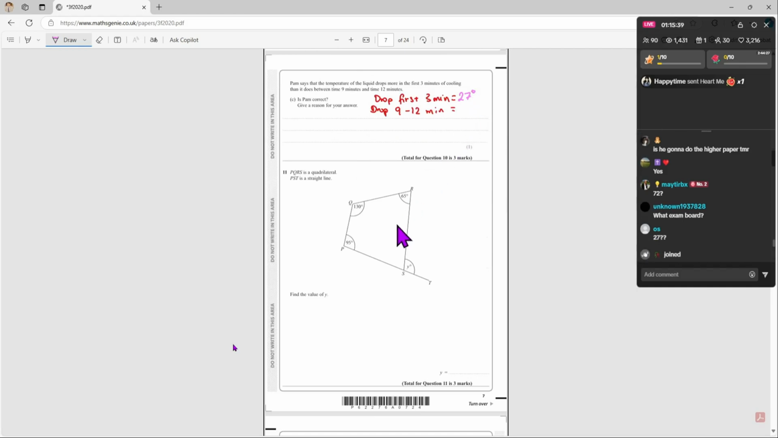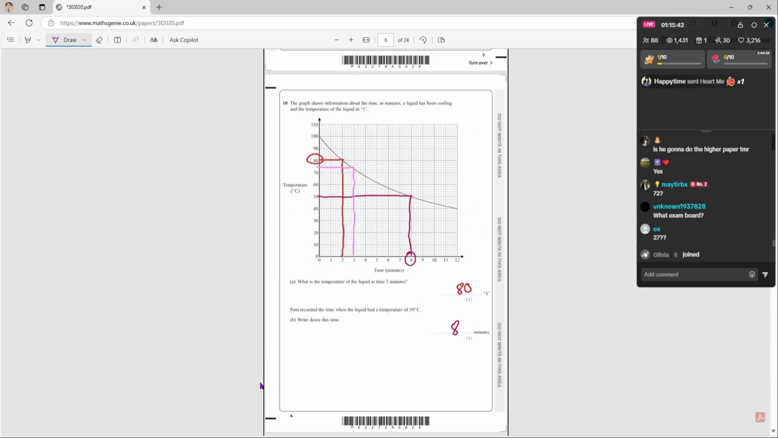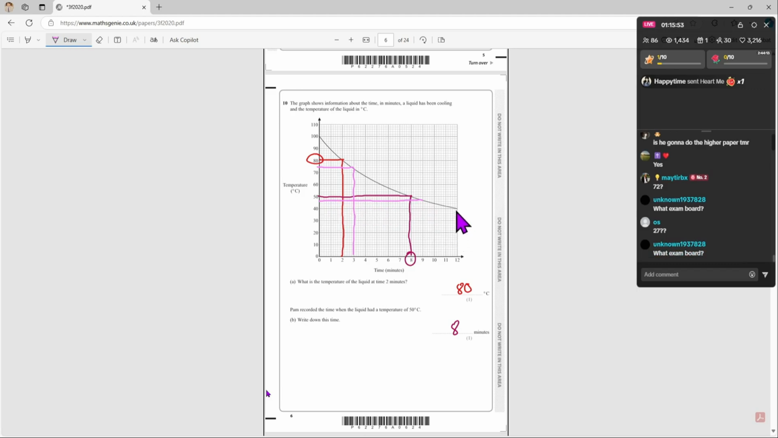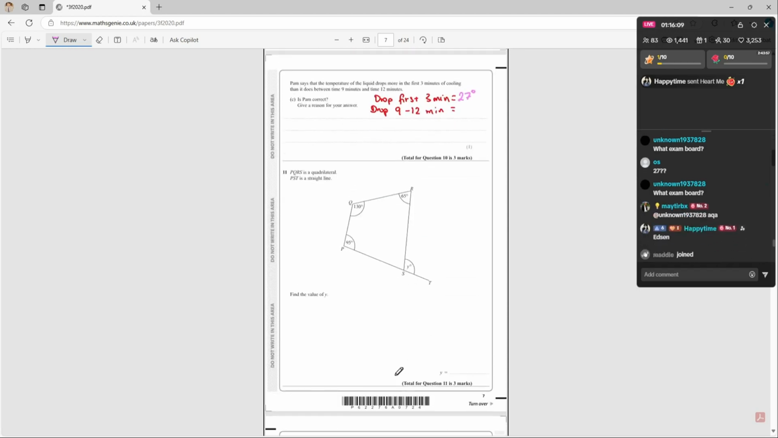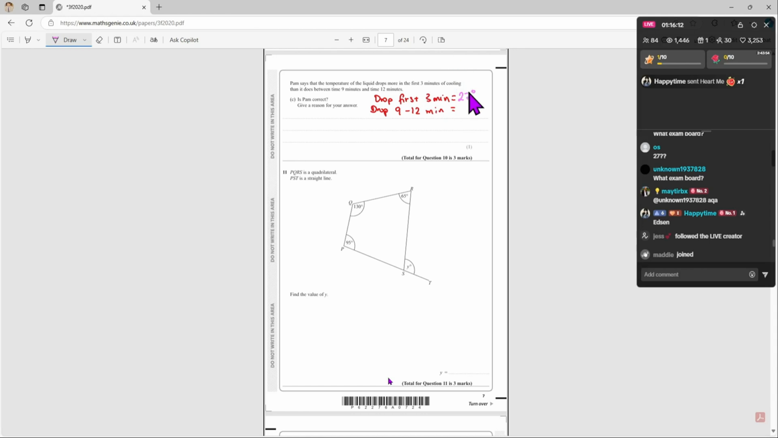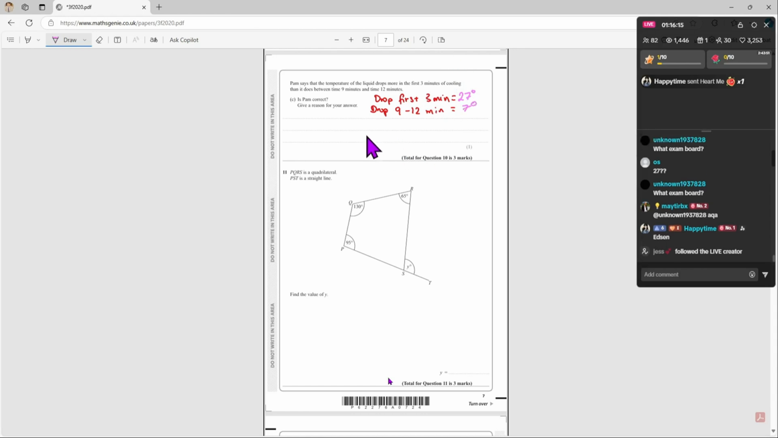And now we have to work out the drop between 9 and 12 minutes. So we have 9 minutes over here, so let's go across from 9 minutes, like this. And then 9 to 12 minutes, and then it's going to be here. Now we have to work out this drop over here. The drop between 9 and 12 minutes is going to be 7 degrees. So is Pam correct?